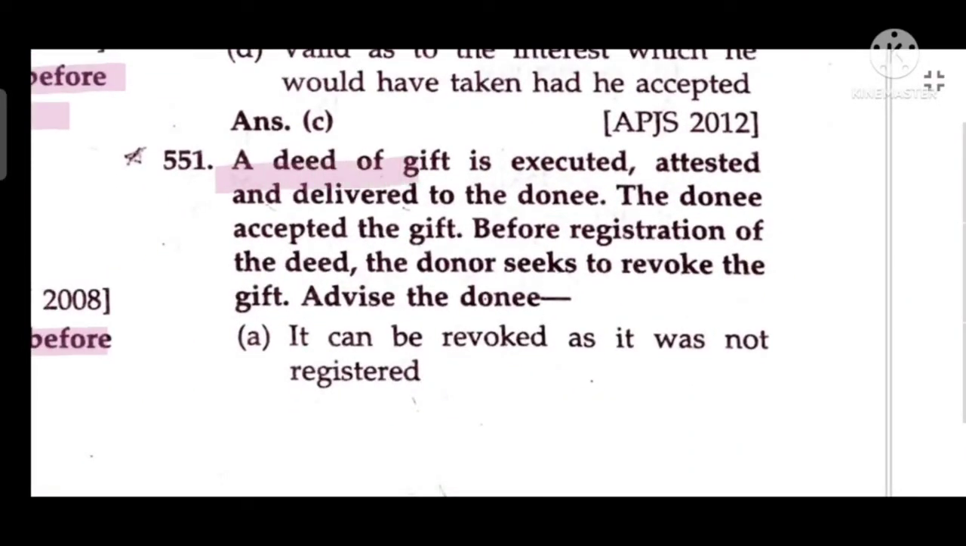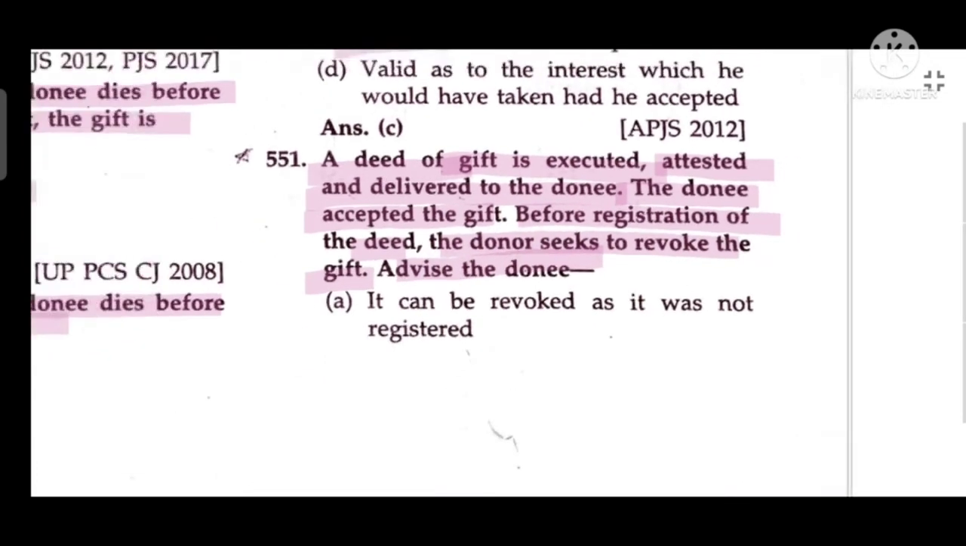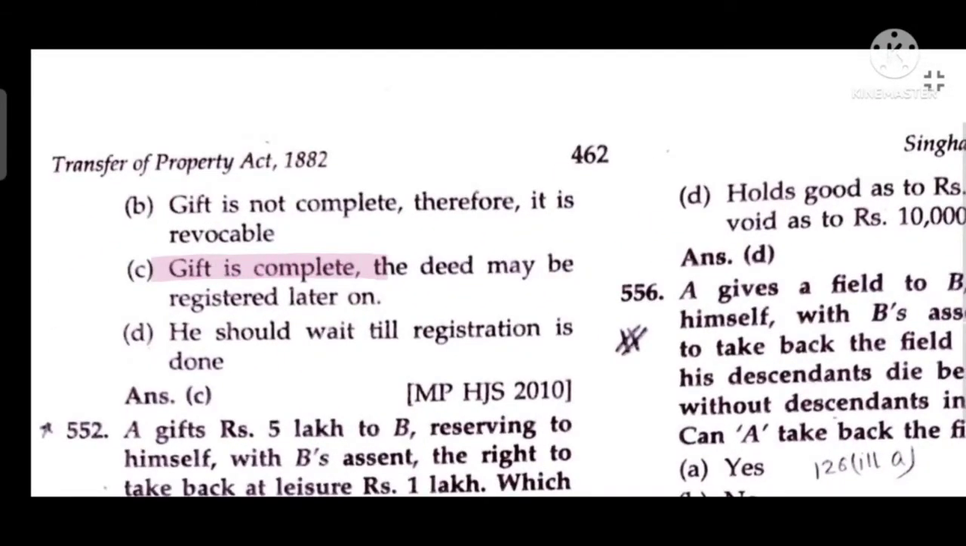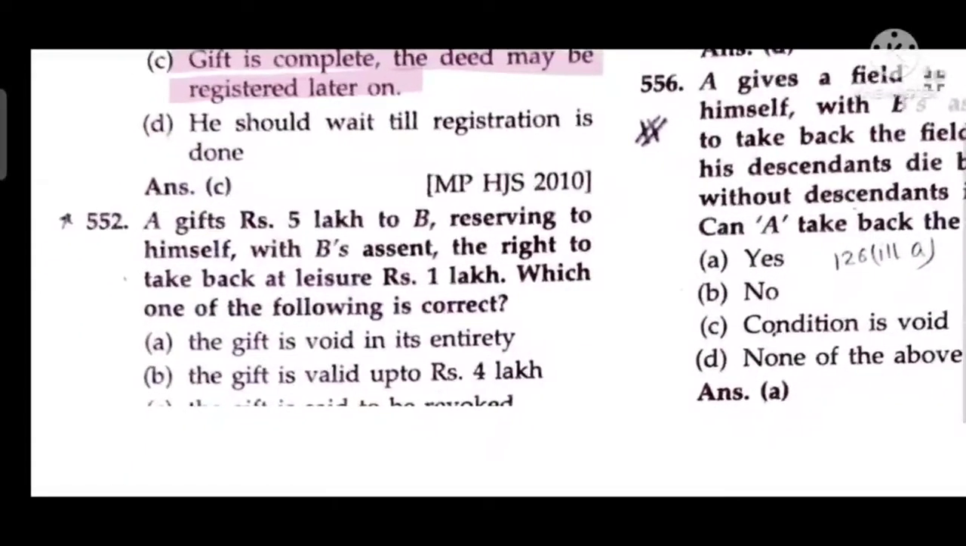A deed of gift is executed, attested, and delivered to the donee. The donee accepted the gift. Before registration of the deed, the donor seeks to revoke the gift. Advise. The gift is complete. The deed may be registered later on.